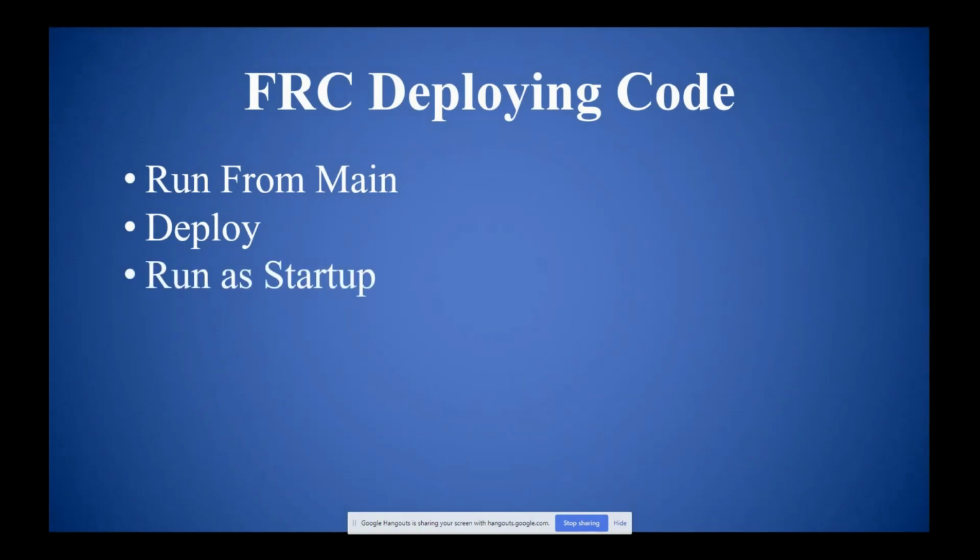Okay, so run from main for testing, deploying puts it on, run as startup gets it going. I should clarify, when you deploy, that will mark it as startup. So if you reboot the robot, it will start it. But if you run as startup, that deploys and starts it running. So both of the latter two are used for offline, like when you're actually ready to go to a match. Running from main is used for debugging.